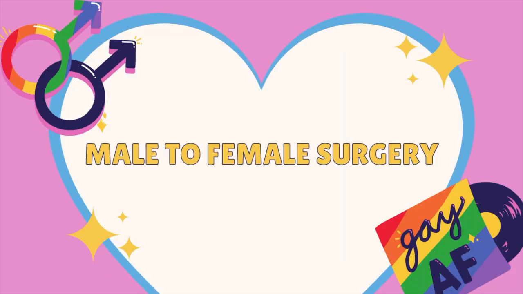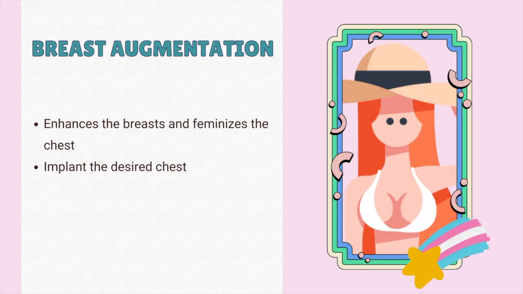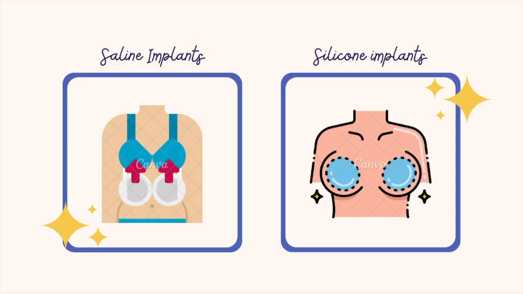How does male to female surgery work and what are the risks? For those who want to undergo male to female sex reassignment surgery, they could undergo a surgical procedure that enhances the breast and feminizes the chest. The breast augmentation procedure is used to implant the desired chest. For the type of implant that will be used, they will typically choose between saline implants filled with salt water or silicone implants filled with silicone gel. The possible complications with this type of surgery are bleeding, infection, poor healing of incision, hematoma, loss of nipple sensation, and loss of nipple and areola.